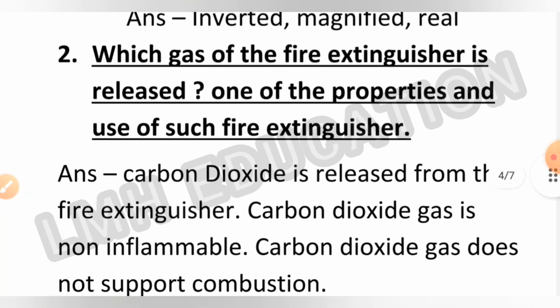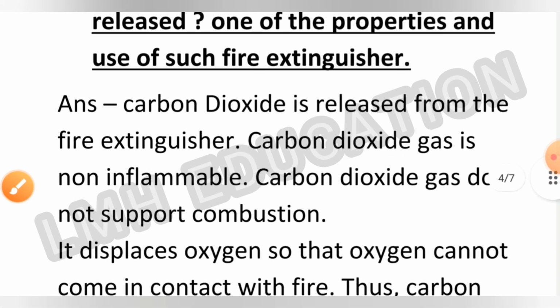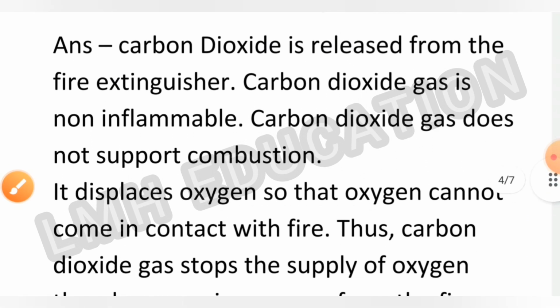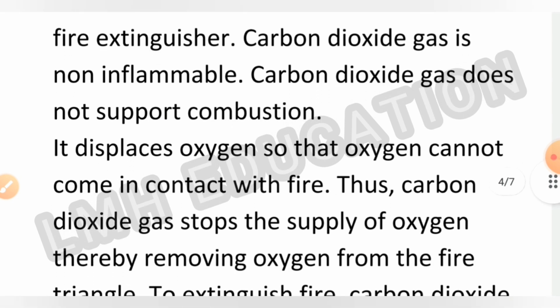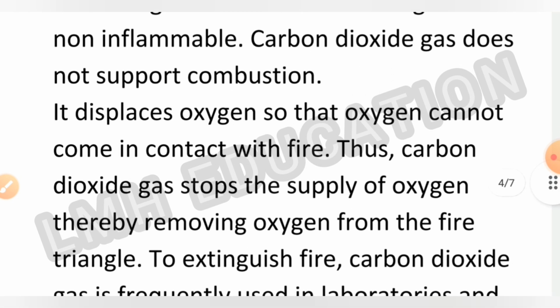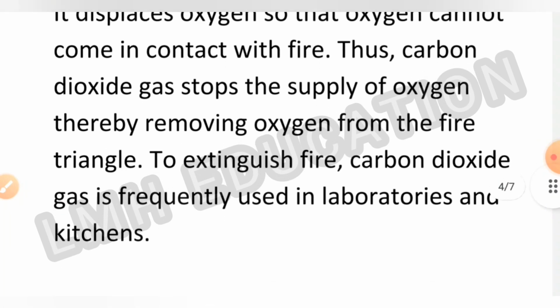Next is question number 2. Which gas of the fire extinguisher is released? So, fire extinguisher releases carbon dioxide gas. You have to tell one of the properties and the use of such fire extinguisher. So, carbon dioxide gas is non-inflammable. Carbon dioxide gas does not support combustion. It displaces oxygen so that oxygen cannot come in contact with fire. Thus, carbon dioxide gas stops the supply of oxygen, thereby removing oxygen from the fire triangle.